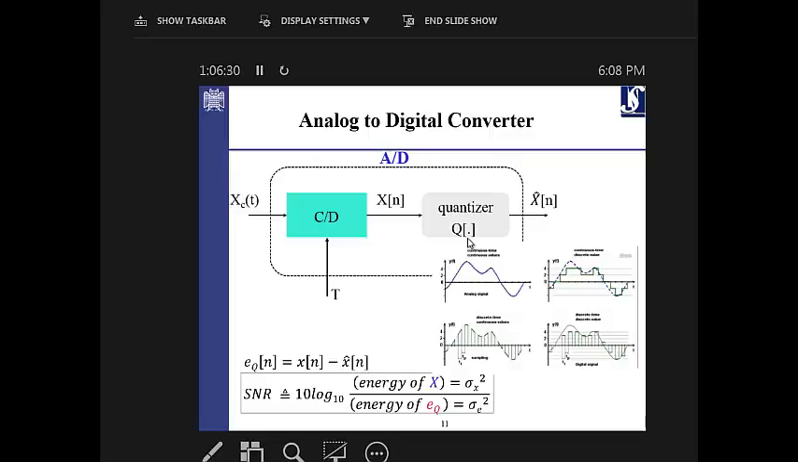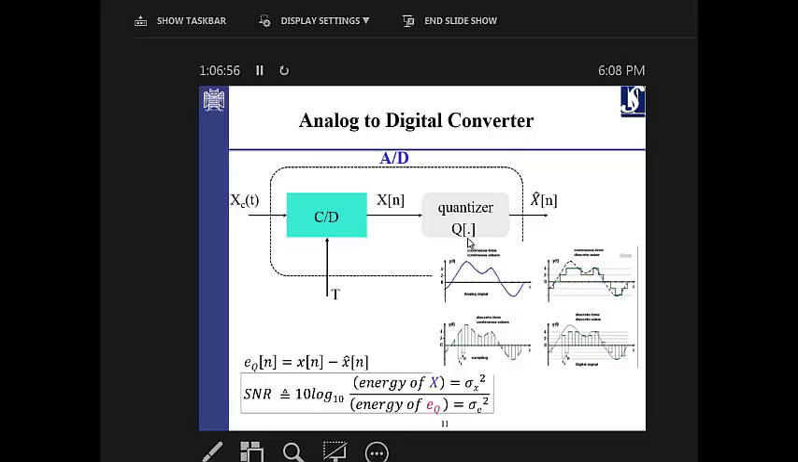But in general, we have continuous to discrete, and then finally we digitize it based on the quantizer and the quantizer levels. Here you see that after you take the samples, you have the quantization levels. That depends completely on the number of bits that you can assign for the quantizer. The samples that you take will be assigned to the level which is closest to them.